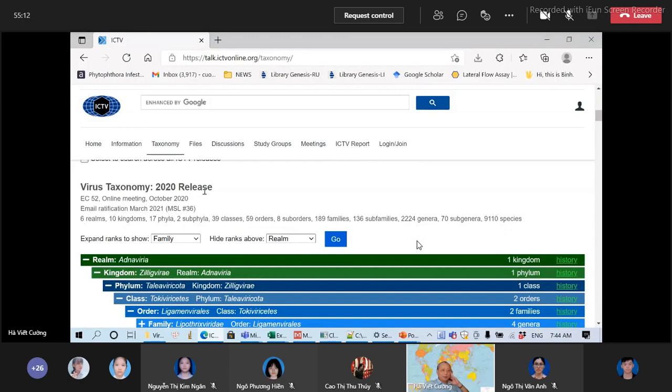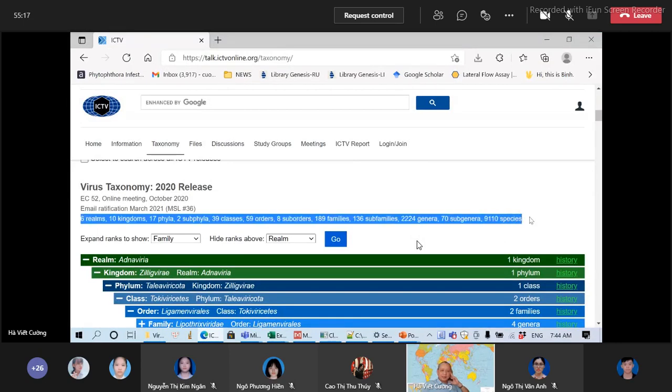So the latest classification of the viruses, here you can see the number of species, number of genera, number of families, number of orders, number of classes, and six realms, and ten kingdoms.